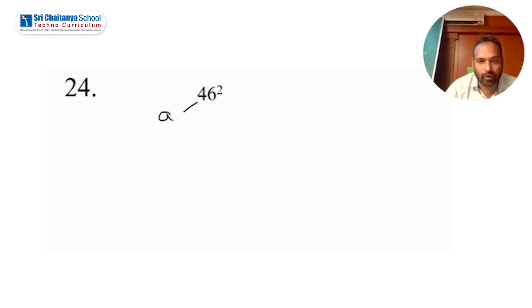A equal to 4. What's the 6? Nothing but B. B equal to 6. Now A square 16. 2AB, 2 into 4 is 8. 8 into 6 is 48. 6 square how much? 36.